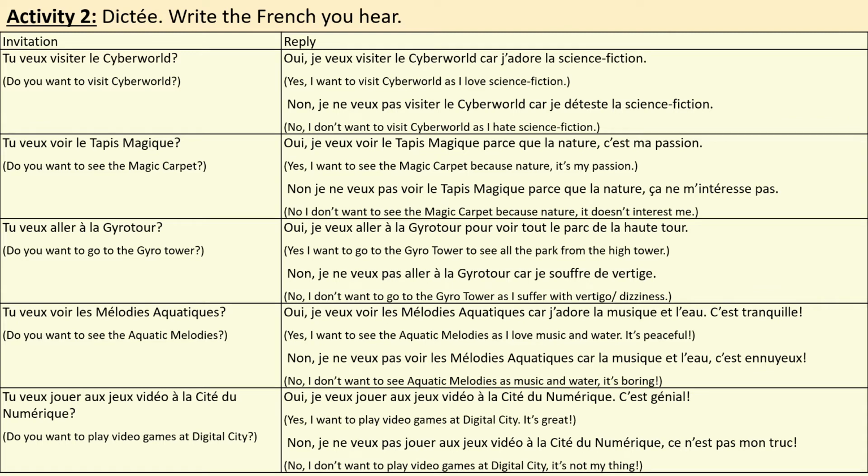Okay, well done, Year 8. Activity 2 is dictation. So dictation is where I say the French and you write down the French that you hear. Okay, I'm going to do 3 different invitations with a different reply each time. Some are positive and some are negative. So just write down the French you hear.